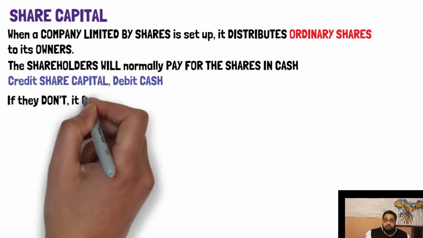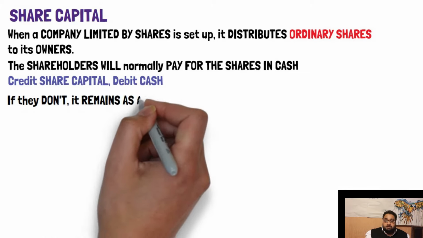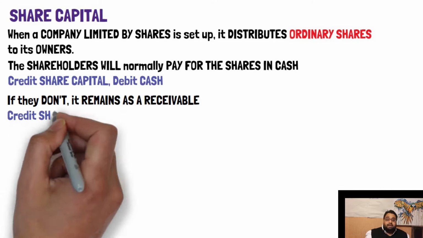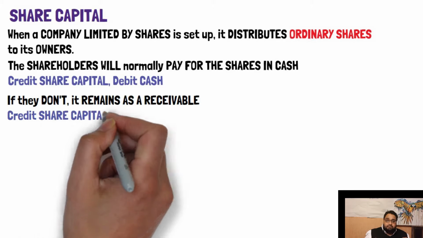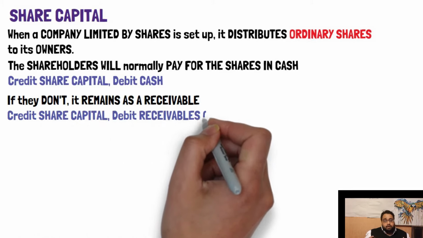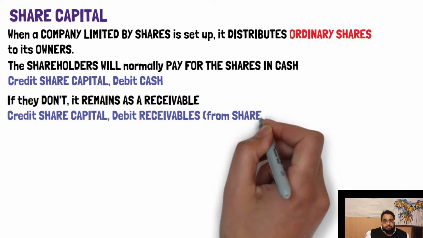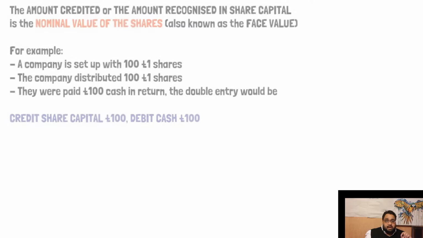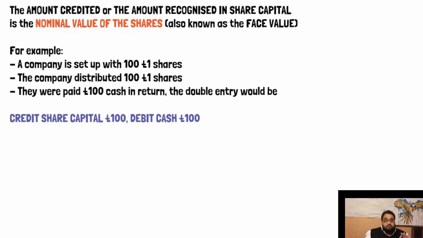Whereby the shareholder doesn't pay, it goes to receivables. So therefore, we go debit receivables, instead of debit cash, because we haven't received anything yet. And then we go credit share capital. But what's important to note here is that the share capital value is equal to the nominal value of the shares distributed. So the nominal value is the same as the face value of those shares.